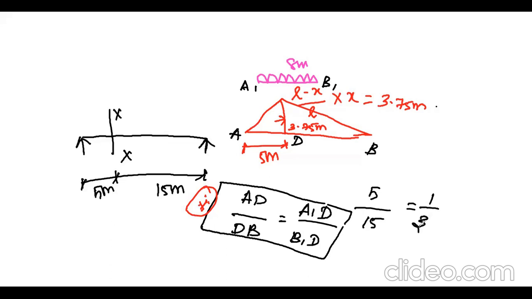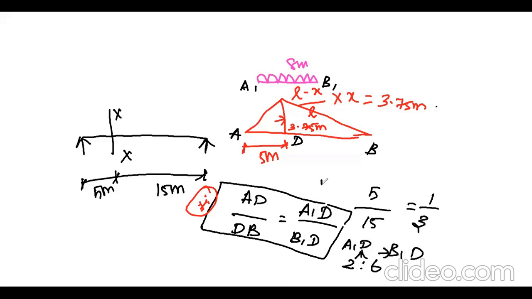1 by 3. So this is the ratio. This load should also follow. Now to get that value, I am dividing this 8 meter as 2 meter and 6 meter: 2 meter on the A side, and on the B side I am taking 6 meter.